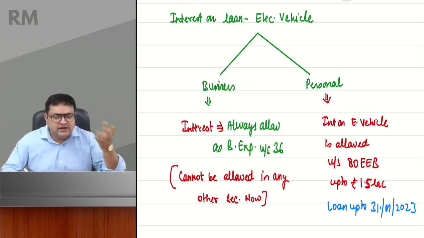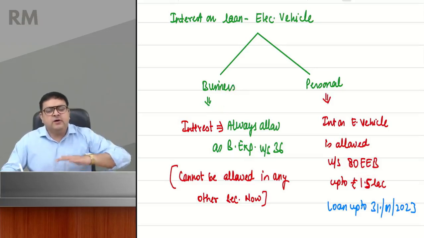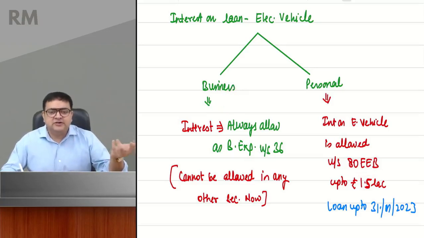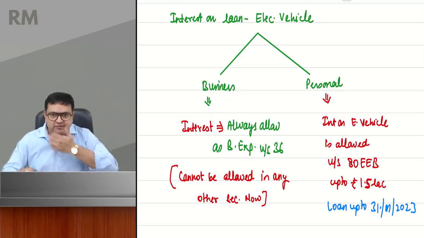There is no such condition of taking the loan. There is no such condition of 1.5 lakh, whatever it is, for business. So it is better to take it there. It is not written in 80EEB that only personal could be allowed. Business could also be allowed, but it is not a worthwhile decision. Always take it as a business expense. I believe everybody is okay with this.